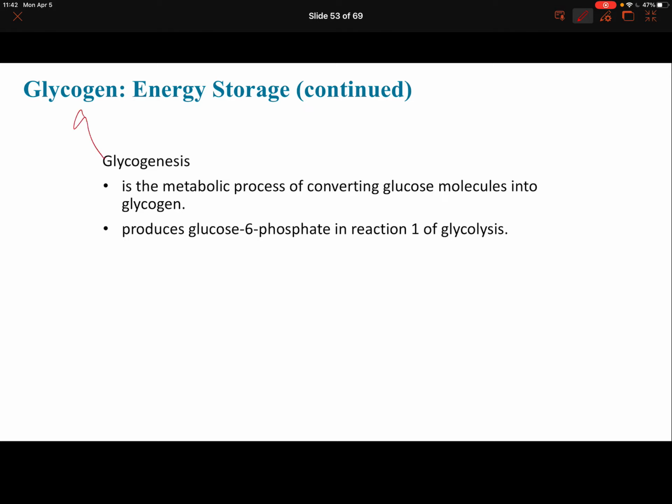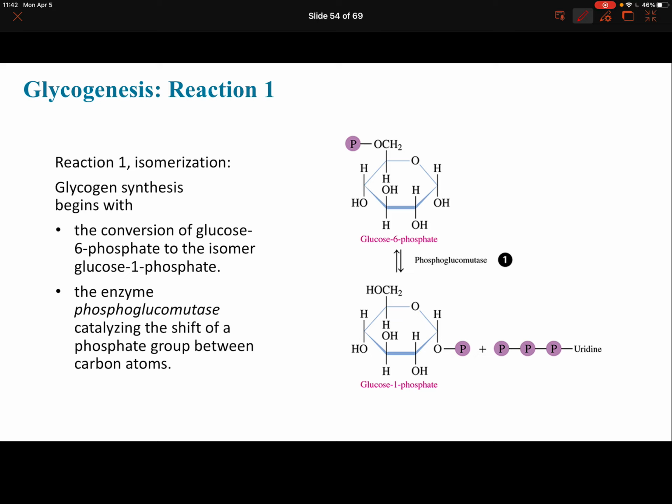Glycogenesis is what we call the process of forming glycogen. It again produces glucose 6-phosphate in reaction 1 of glycolysis. That glucose 6-phosphate then gets converted into glucose 1-phosphate. So the phosphate group moves from the number 6 carbon to the number 1 carbon. An enzyme, phosphoglucomutase, does that, and it utilizes UTP instead of ATP in this reaction.